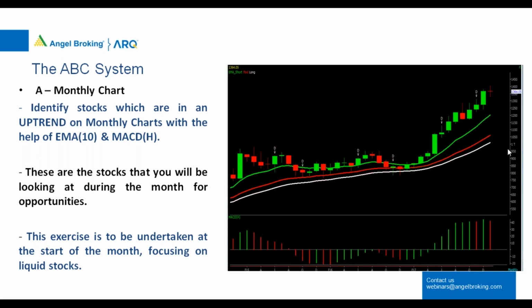So basically, I have plotted these three moving averages, and I'm looking at the slope of these moving averages. And apart from that, on the MACD histogram, the indicator below, you see that there is a zero line, with the area above the zero line and below the zero line. Now what we are seeing is that for the last almost 8 months or so, Hindustan Unilever has been positive on the monthly charts.